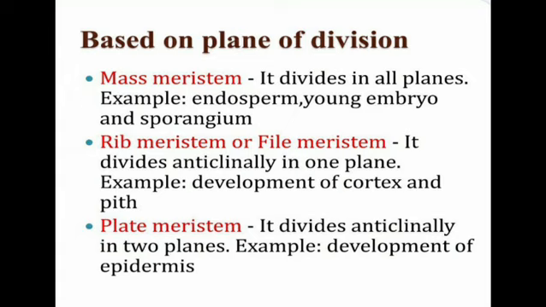Based on plane of division, meristematic cells are divided into three groups. 1. Mass meristem. It divides in all planes. Example, endosperm, young embryo and sporangium. 2. Rib meristem or file meristem. It divides anticlinally in one plane. Example, development of cortex and pith. 3. Plate meristem. It divides anticlinally in two planes. Example, development of epidermis.